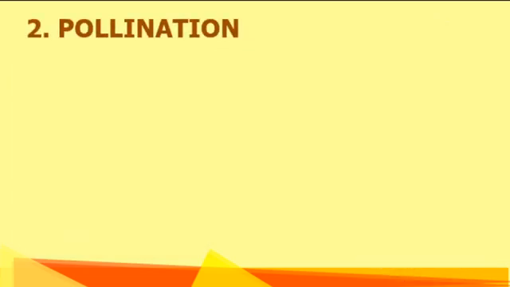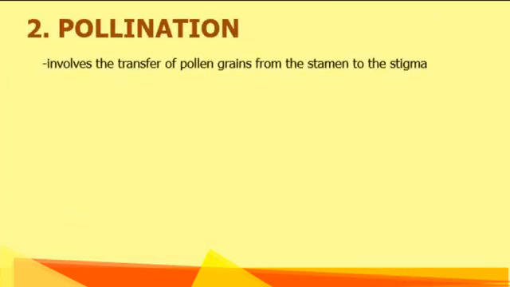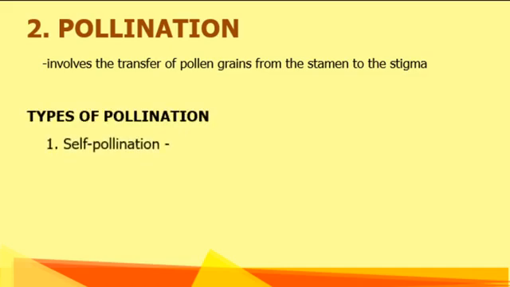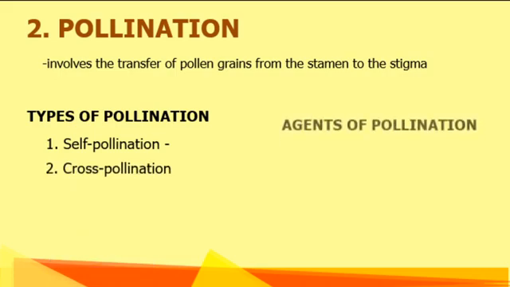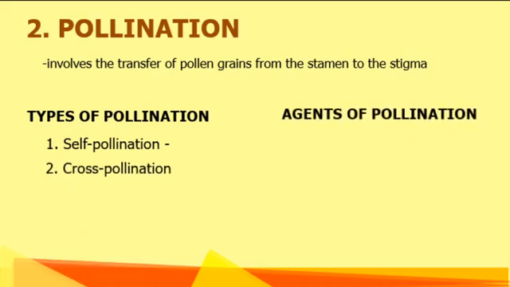The next step is called pollination, and this involves the transfer of pollen grains from the stamen to the stigma. We have different types of pollination. Self-pollination involves the same plant or the same flower, while cross-pollination involves different plants and different flowers. Some plants have developed a mechanism to avoid self-pollination because self-pollination reduces genetic variability. And there are agents of pollination: the wind, water, and some animals help with this.